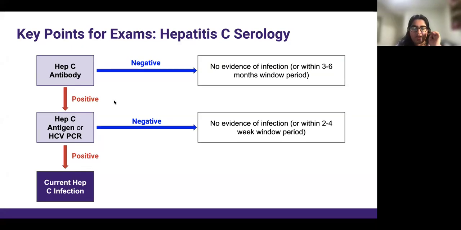So if you fall in this category, with no evidence of infection within the past 2 to 4 weeks, it means that you probably contracted hepatitis C, not HIV, sometime between the 3 to 6 month period and the 2 to 4 week period. And then if you're positive for the antigen, that means you currently have the infection.